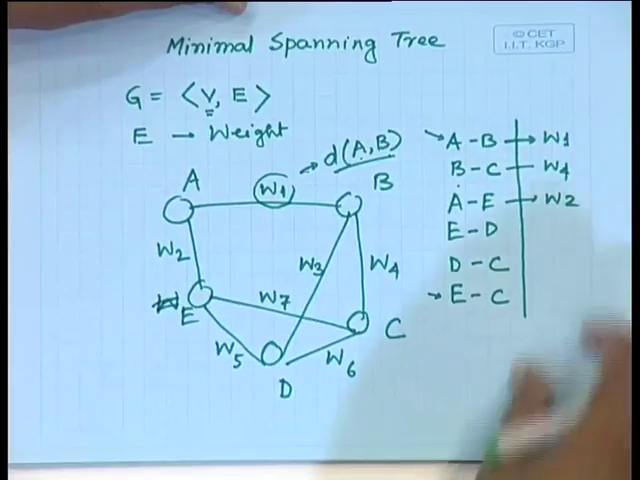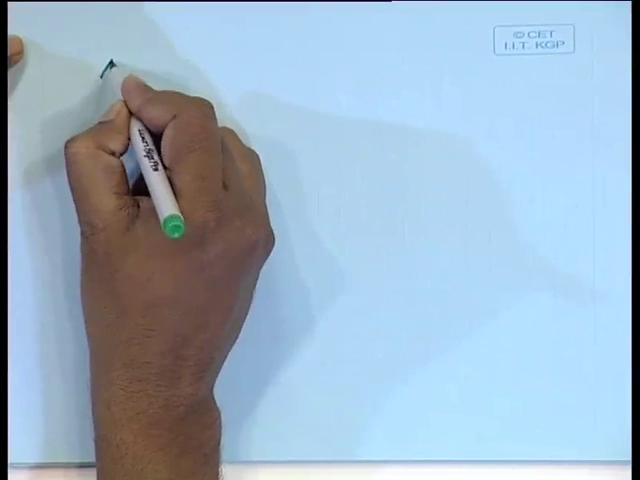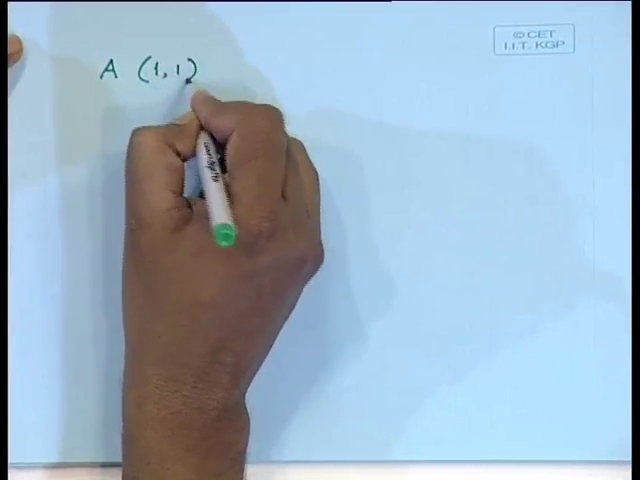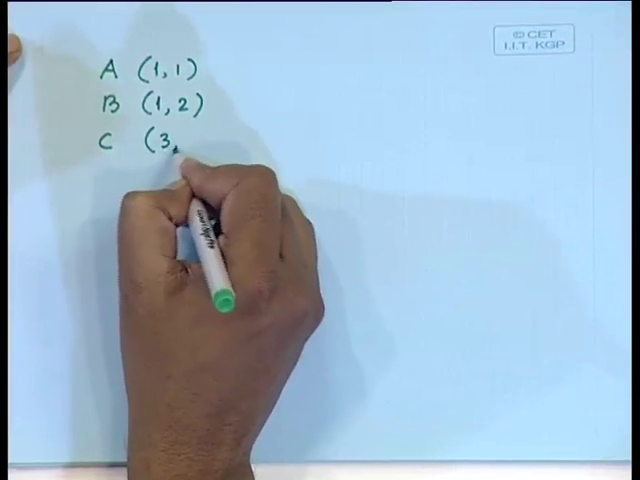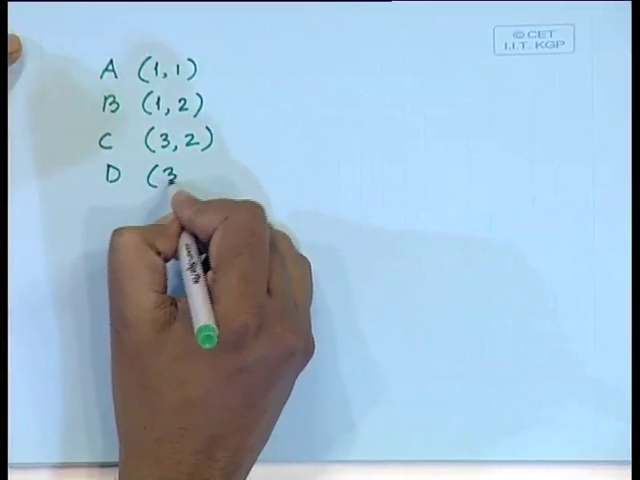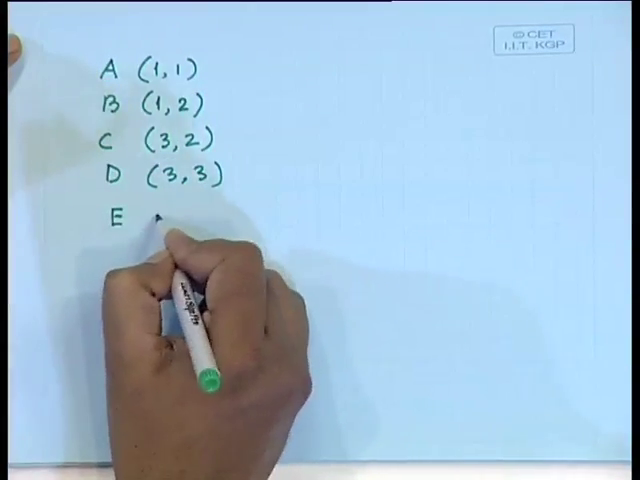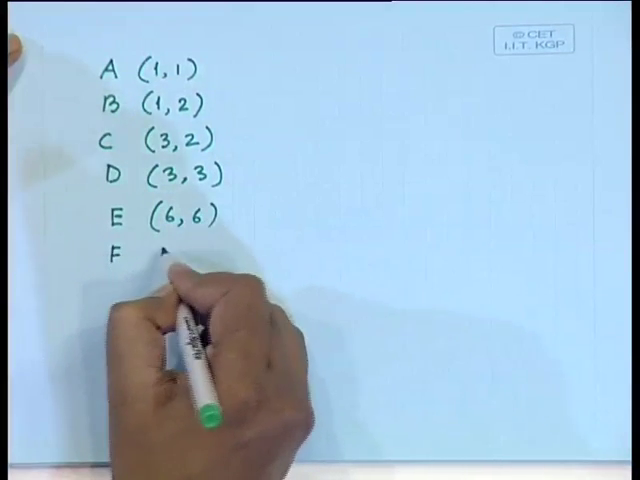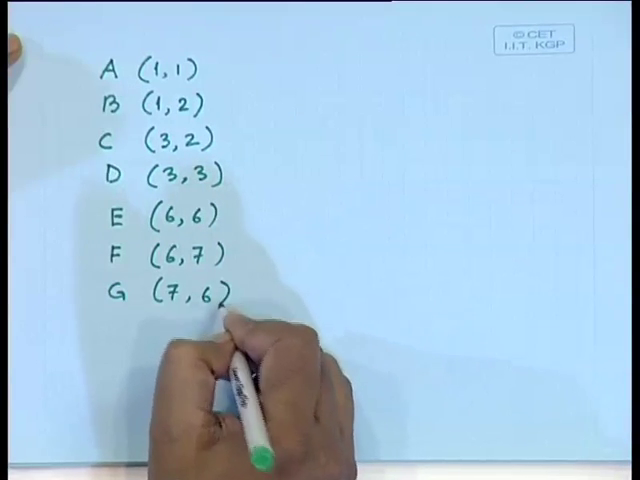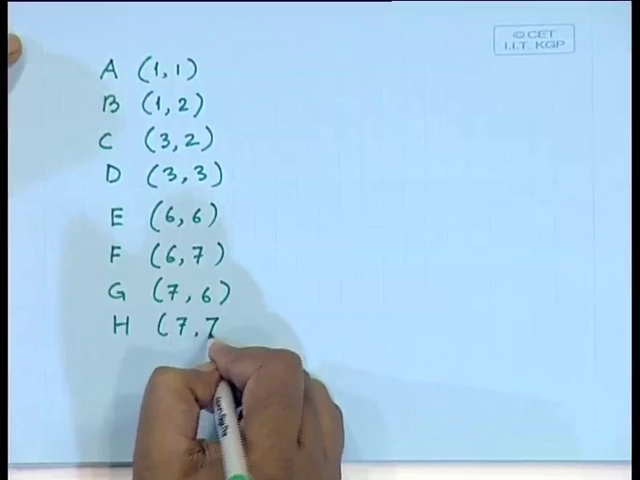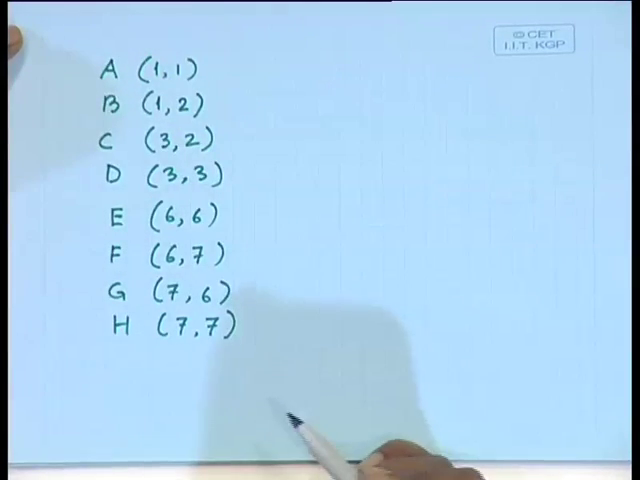So, I will again take an example to explain how this minimal spanning tree can be constructed from a given graph, and how this minimal spanning tree can be used for clustering purpose. I will use a set of feature vectors: feature vector A, which is (1, 1), feature vector B, which is (1, 2), feature vector C, which is (3, 2), feature vector D, which is (3, 3), E, which is (6, 6), F (6, 7), G (7, 6), H, which is (7, 7). So, I will consider these 8 feature vectors.